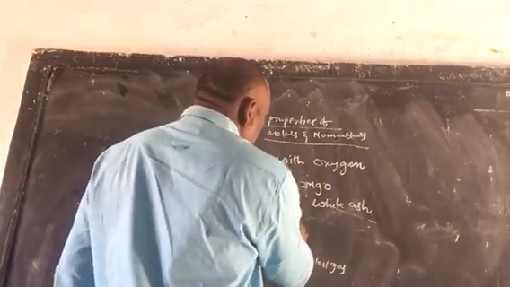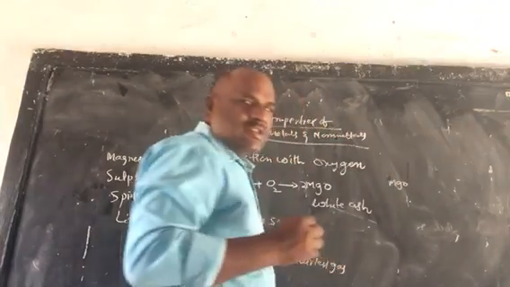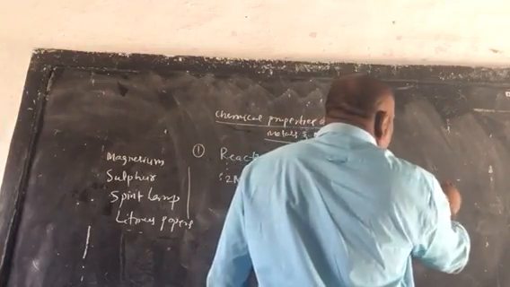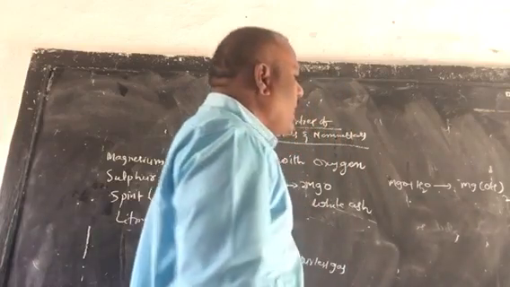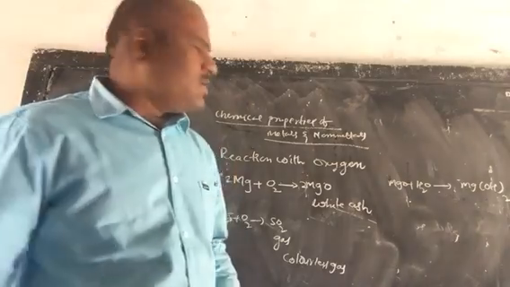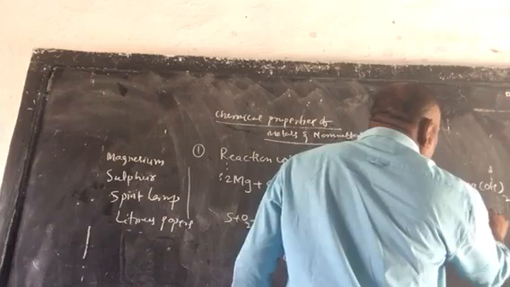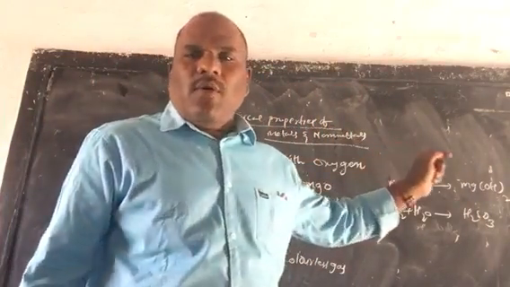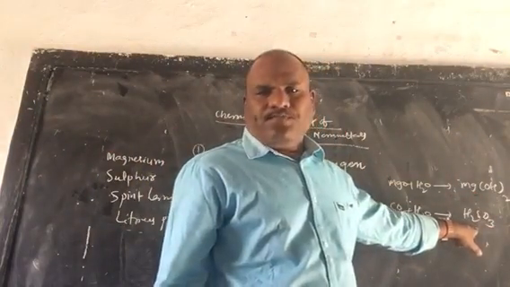Now take magnesium oxide, that is the ash, and add some quantity of water to it. Then it produces magnesium hydroxide. MgO + H2O gives Mg(OH)2, magnesium hydroxide. Now sulfur dioxide plus water gives H2SO3, sulfurous acid. Now you can test both solutions formed here, magnesium hydroxide and sulfurous acid, with the help of a litmus paper.